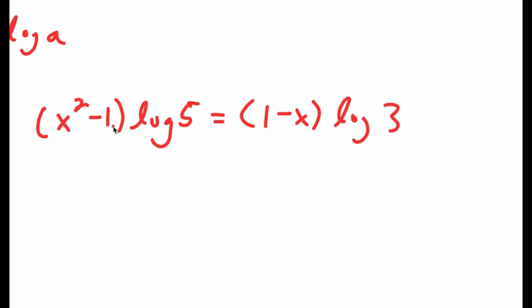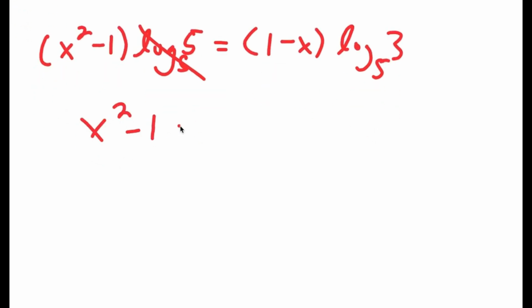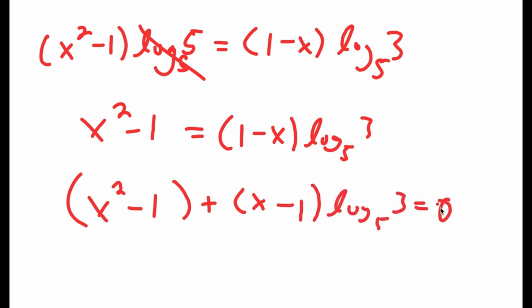And now, I'm going to take base 5 on both sides of both logs, so these cancel out to get 1. So now I have x squared minus 1 is equal to 1 minus x times log base 5 of 3. And this means that x squared minus 1 plus x minus 1 times log base 5 of 3 is equal to 0.